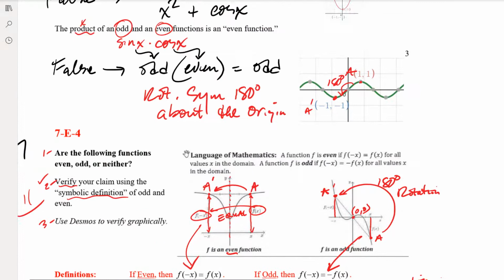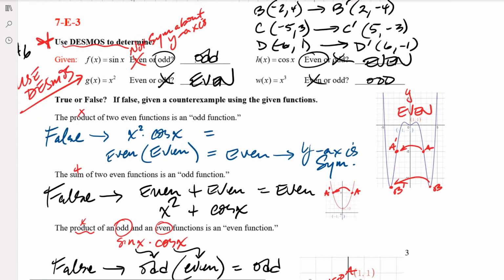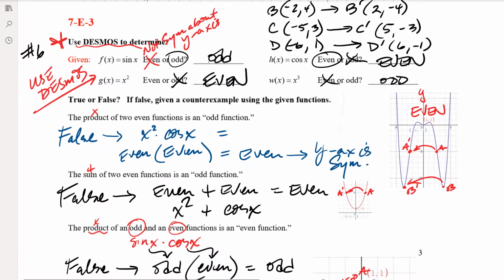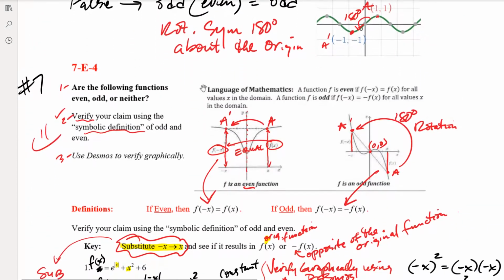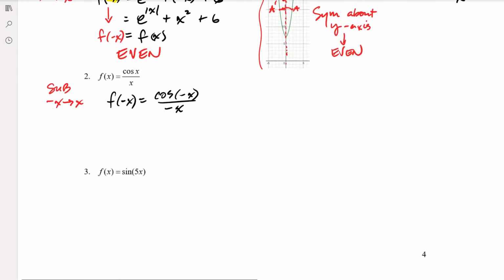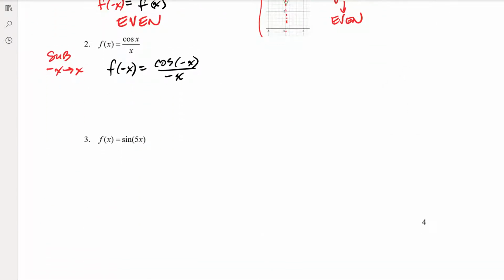Let me see. Did we do this already? We analyzed what happens with sine x, and we analyzed what happened with cosine x. Now, cosine x is even, and we did that graphically. Because cosine x is even, we know something right here. So let me do a little something on the side.